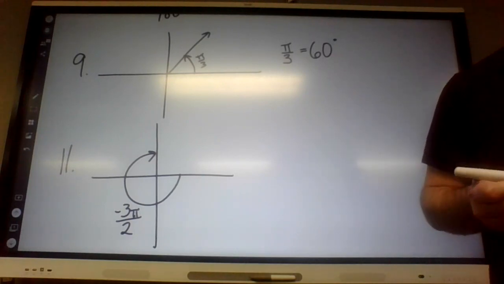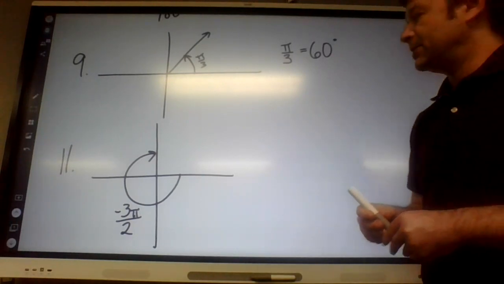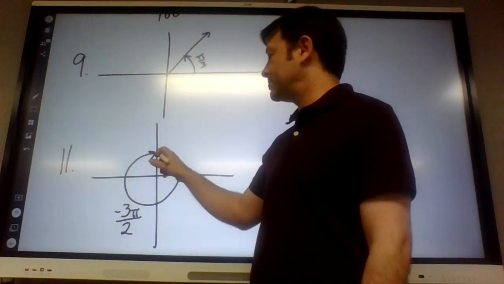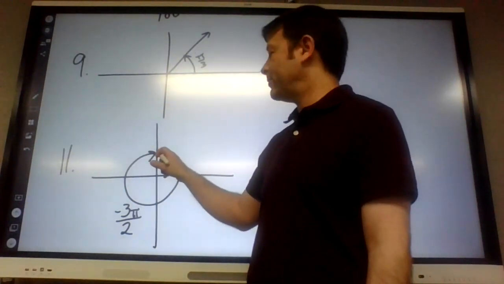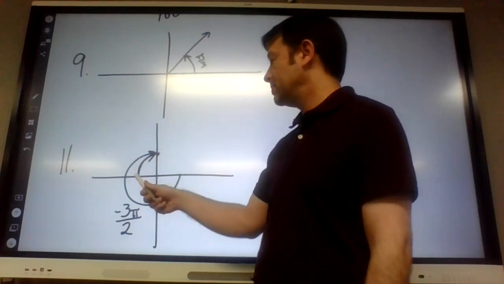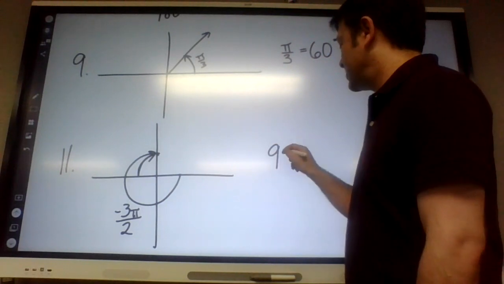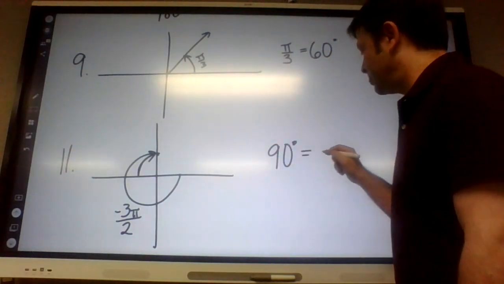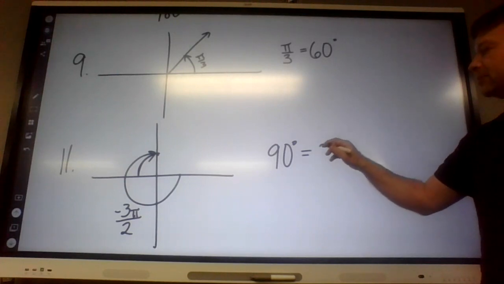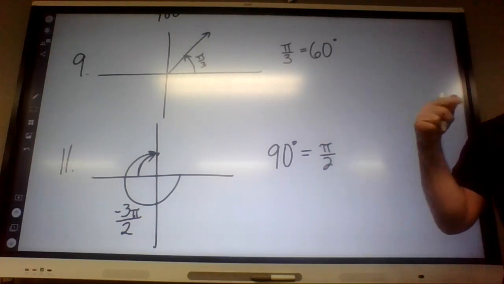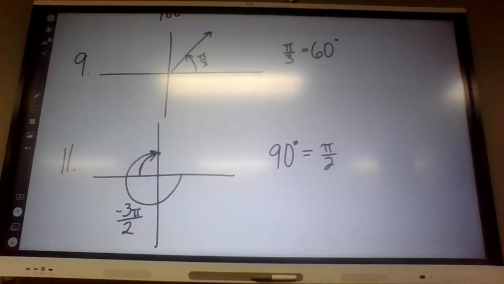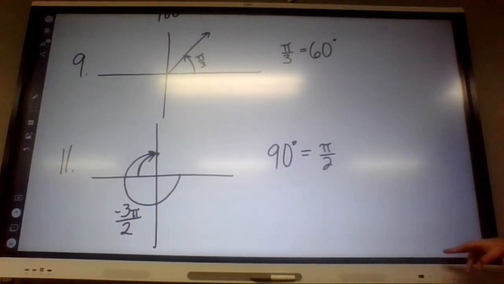Okay. Then we're supposed to say the reference angle. So how far is, basically, how far is this in degrees? Let's start with that. How far is this in degrees from the x-axis? 90 degrees. So the reference angle is 90 degrees, or what's 90 in radians? Pi over 2. If you're not sure, the quick reference is in the upper right corner where it says 90 degrees, pi over 2.